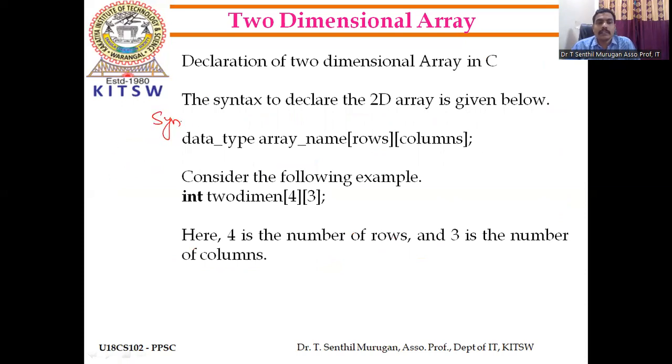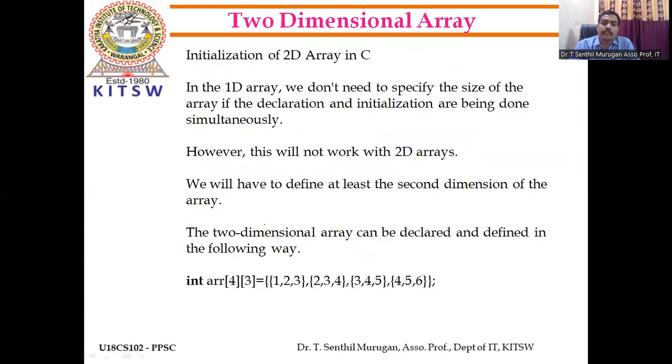So how can we write it? Data type first, then the array name, then the number of rows and the number of columns. For example, you can declare an int array with two dimensions. You can give any name, with 4 rows and 3 columns. For this we can declare a two-dimensional array.